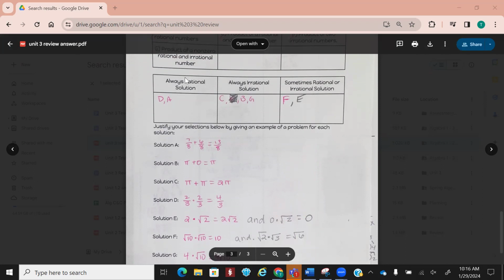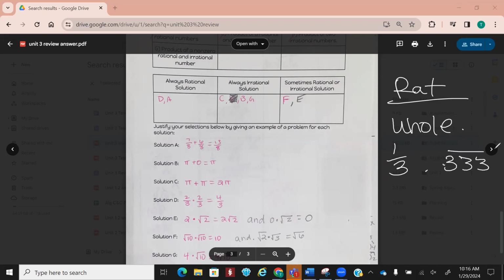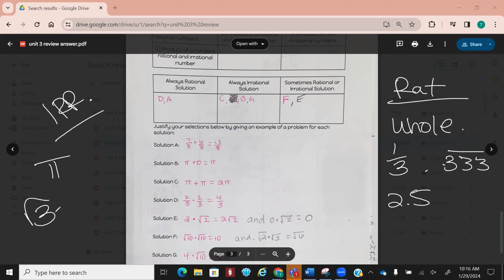So let's talk through what rational and irrational mean. Rational is a whole number. It's repeating. So like if you type this in, this would be 0.333333333, keeps going. Okay. Or it's a decimal. Okay. That could be terminating. Irrational, you want to think like pi, you want to think square root of 3, square root of some number, and that number goes on forever, right?